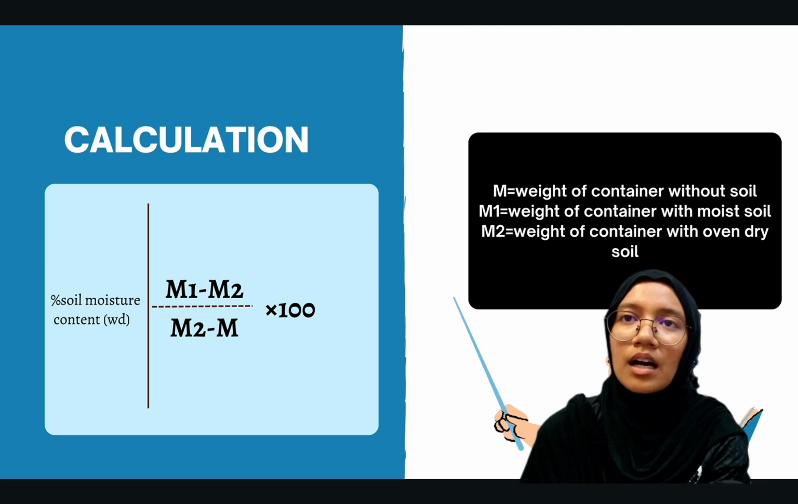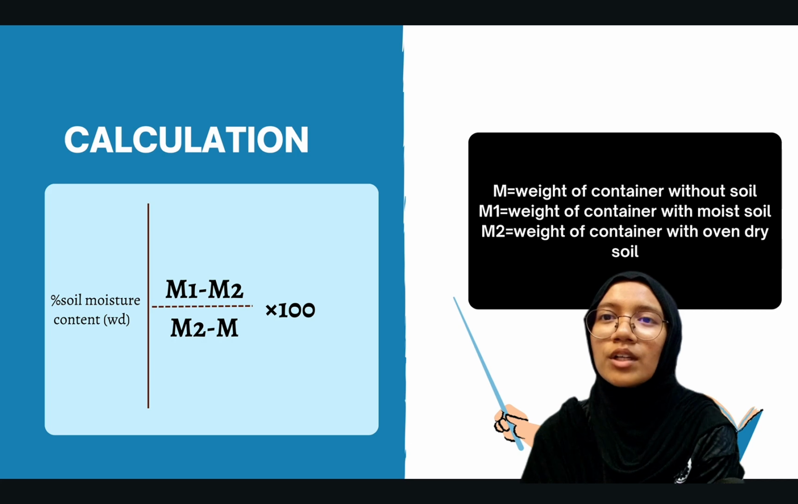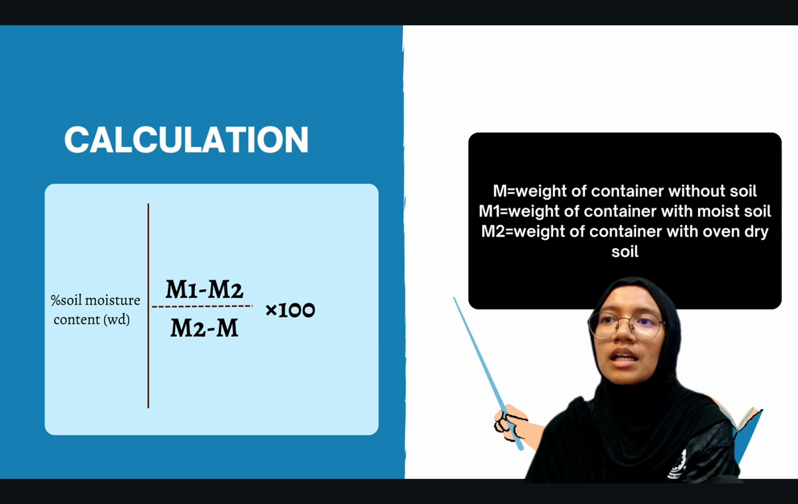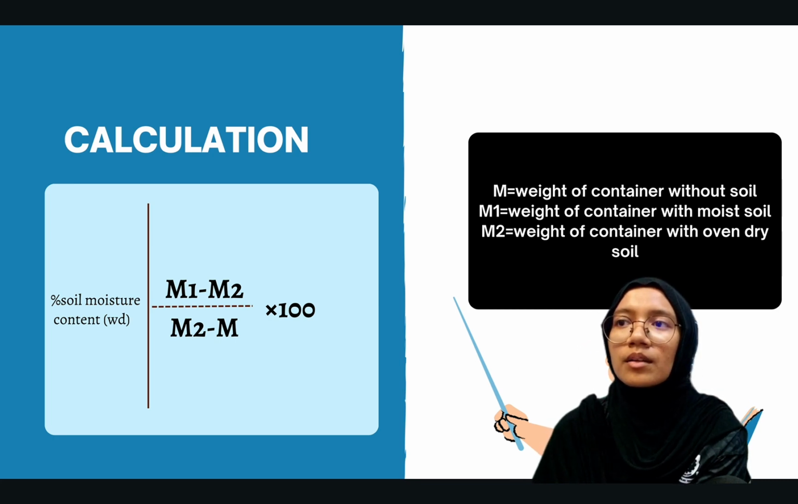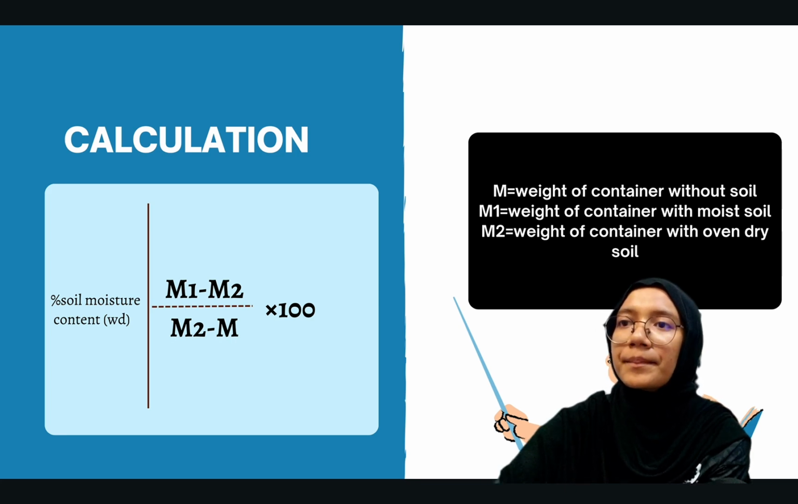So this is how we calculate soil moisture content: (M1 minus M2) divided by (M2 minus M), multiplied by 100. M1 is the weight of the container with moist soil, while M2 is the weight of the container with oven-dry soil, while M is the weight of the container without soil.